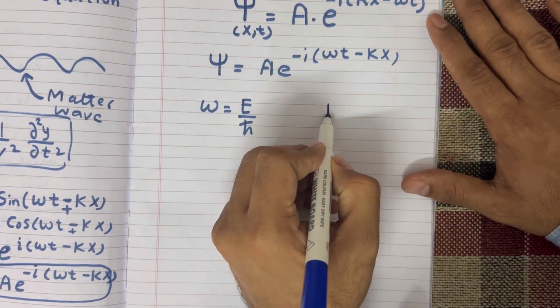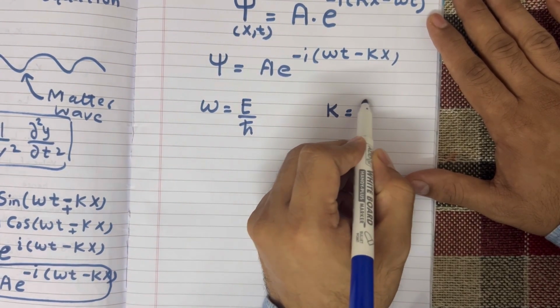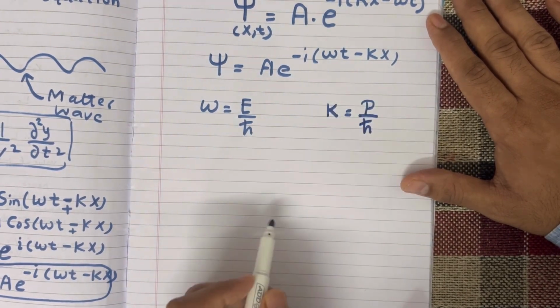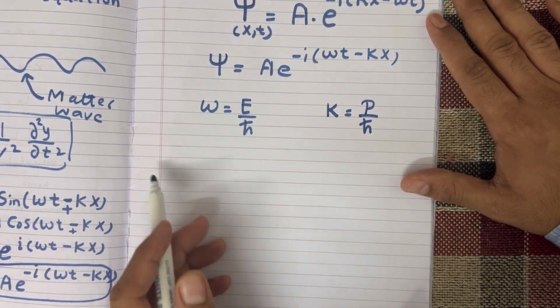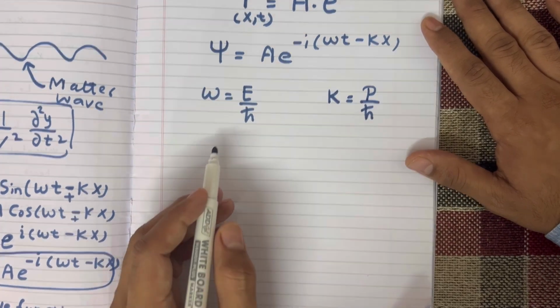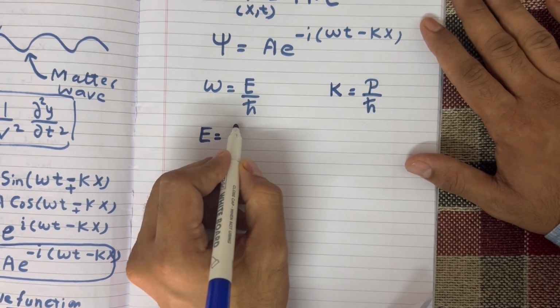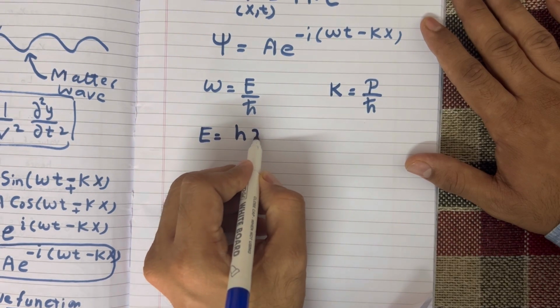Similarly, this k, which is there, can be written as p by h stroke. P is the momentum, and here E is the kinetic energy or energy of the particle. Now, how did we get it? See, E is equal to h into frequency, we all know.